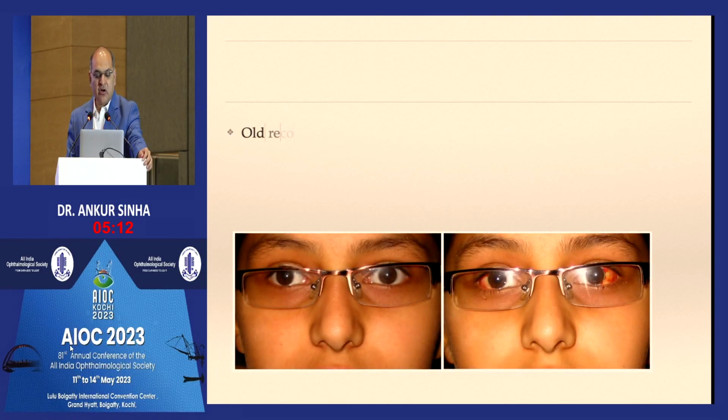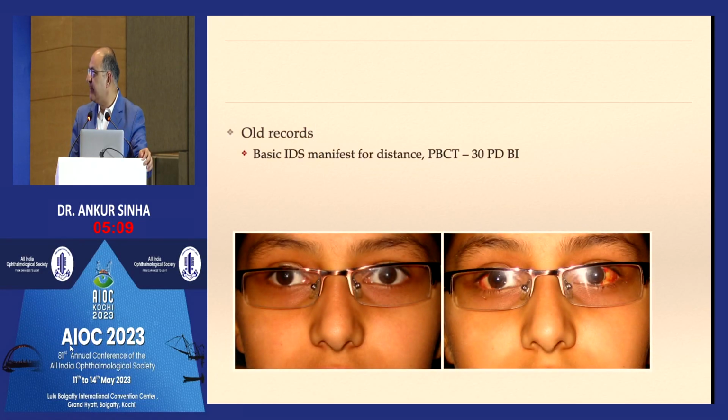So looking back at the records, the patient had intermittent divergent squint in the first photograph, and this is the post-op photograph on the right side. The patient had a manifest IDS of 30 prism diopters base-in and a TNO of 120 seconds of arc. So she did require a surgery because her stereo acuity was falling down.